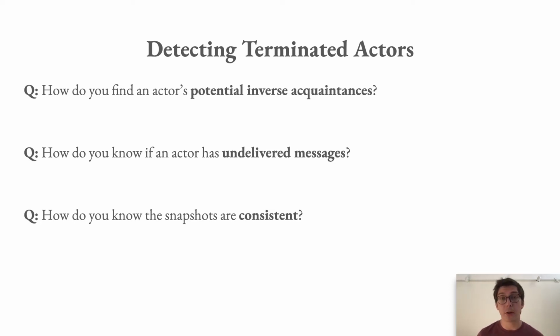Secondly, we need to know whether all those actors that can potentially reach it are blocked. Basically, that reduces to finding out whether an actor has any undelivered messages. Finally, and most intimidatingly, it needs to know which snapshots are consistent with one another despite being taken at different times. So we address the first part with a kind of distributed contact tracing.